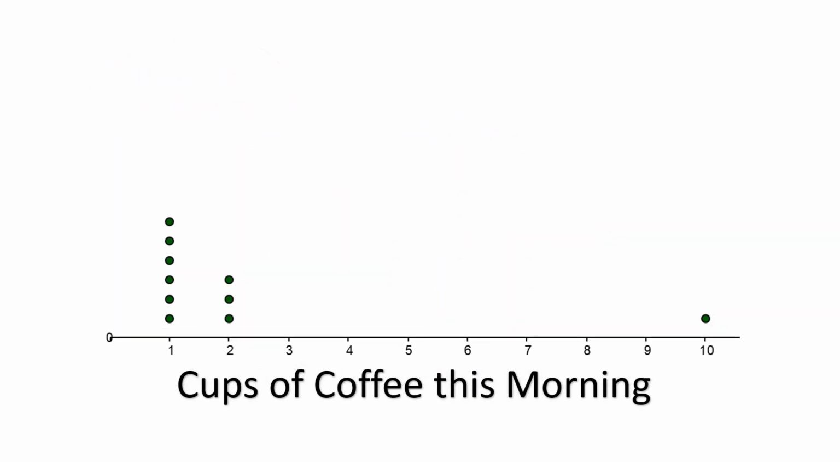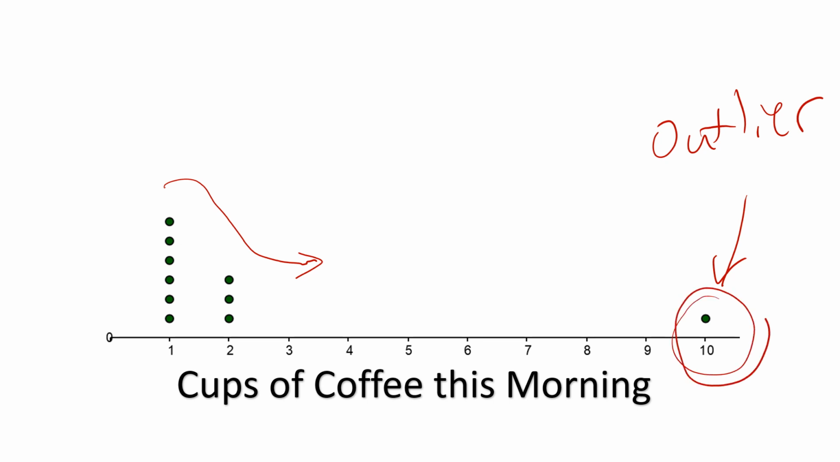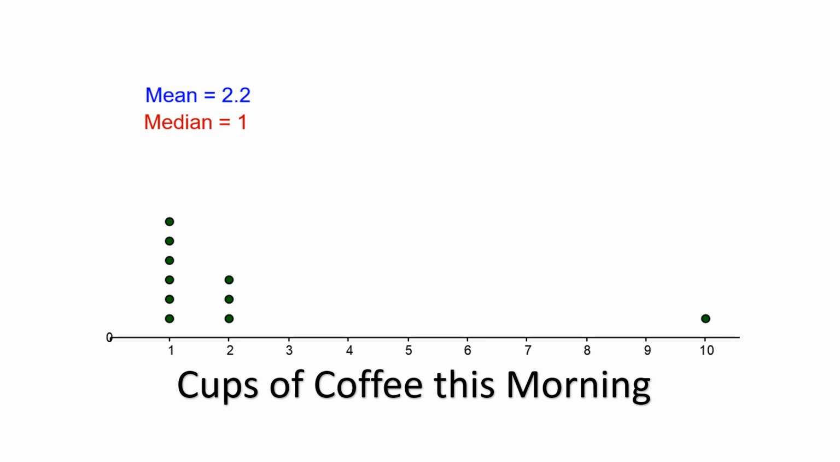So in this last example, we have cups of coffee that were drank this morning, and you can see most people were either 1 or 2 in terms of how many cups of coffee they drank. But I do have a 10, so I do have this outlier out here, right? And the data is slightly skewed to the right, but really the problem is I have someone that drank 10 cups of coffee. That's a lot of coffee, when everyone else drank either 1 or 2 cups. So what do you think will happen to the mean? Will it be above or below the median? If you guessed above, you are correct.